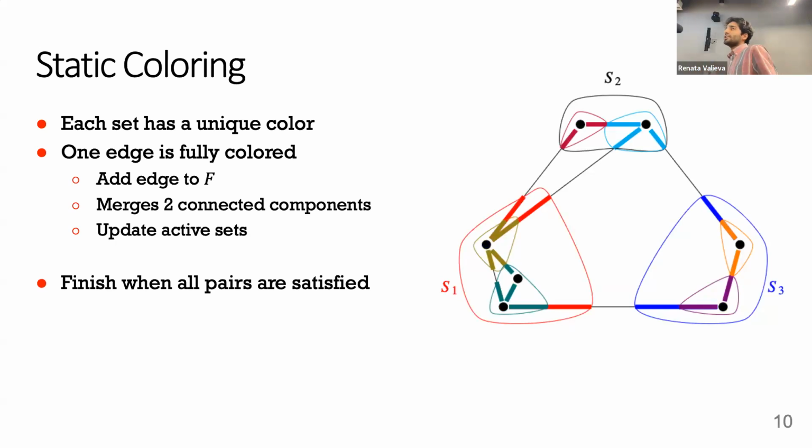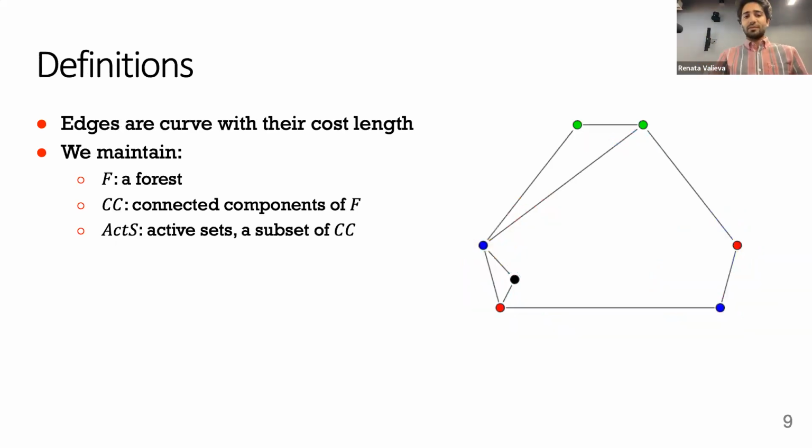So we know that each active set has its unique color, and they start coloring like here. They start coloring its adjacent edges, and once an edge is fully colored, or we say it gets tight, we add that edge to our forest, and we merge the components of its vertices, and we do the same in the actives. I missed something.